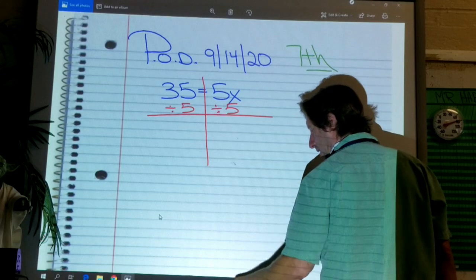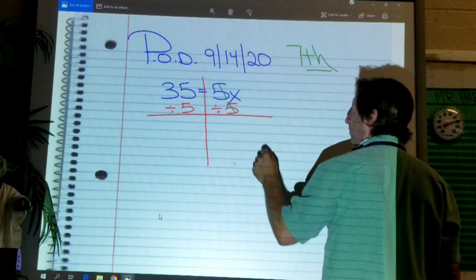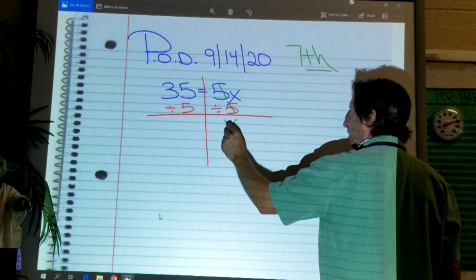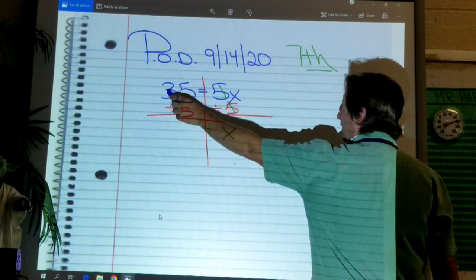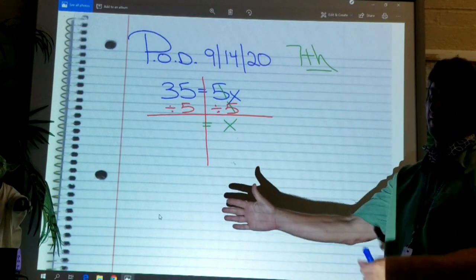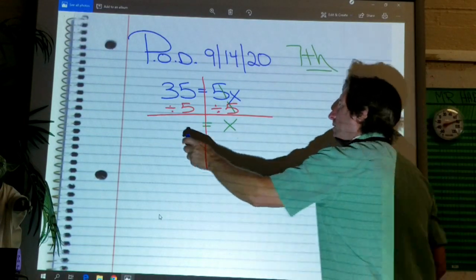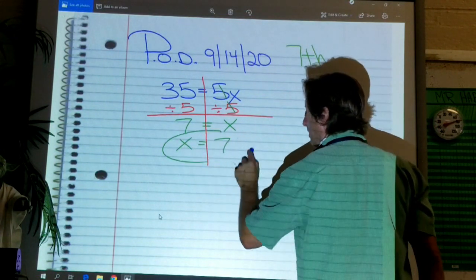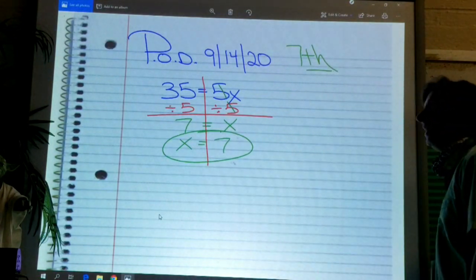All right, so from there, our 5's cancel out. 5 divided by 5 is 1. We don't need to write that because we have 1x here. Ready? Then 35 divided by 5 is 5, 10, 15, 20, 25, 30, 35, 7. So x is 7.